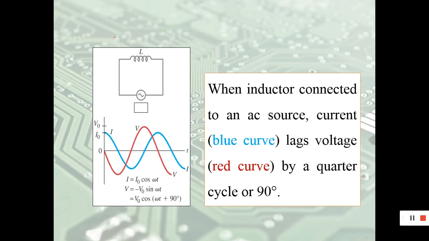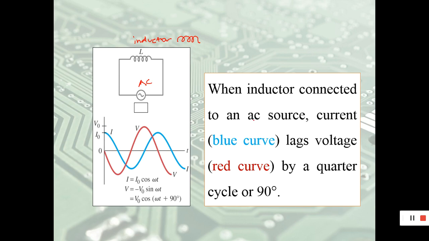So this is for the inductor. This one is inductance. You can say that the inductor, like this. Inductor, from the previous chapter, L being connected to the AC. So the characteristics of the graph.